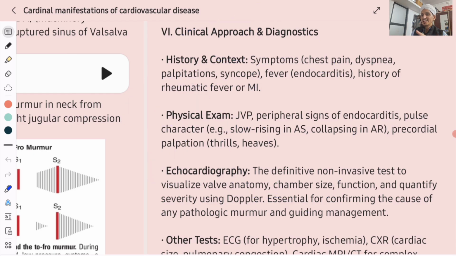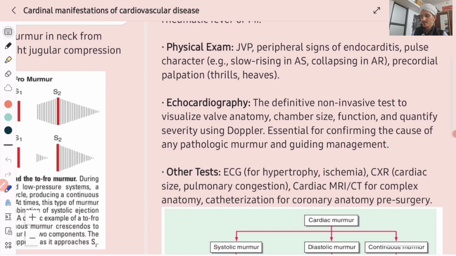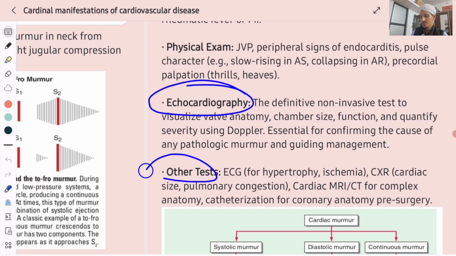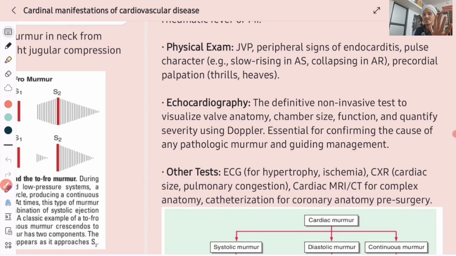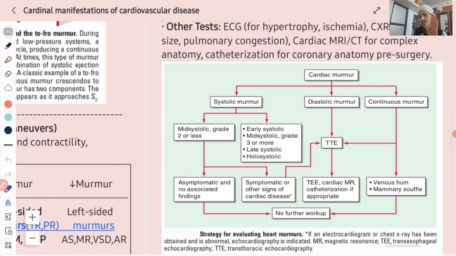So what is the investigation if you detect an abnormality, any murmur? The investigation is echocardiography. Another test you should do is ECG. It can show hypertrophy or ischemia. Chest X-ray can show cardiac size, whether it is enlarged, or pulmonary congestion. Cardiac MRI and CT are for complex anatomy, and catheterization for coronary anatomy before surgery. So that's about the history, physical examination, and primary investigations, ECG and chest X-ray. History, examination, ECG, chest X-ray, that is all you will do.